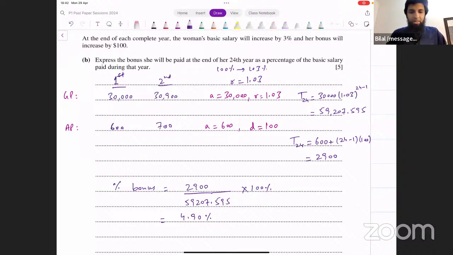Make sense? Any problem with this? No? Okay, makes sense. Let's move on to the next one now.